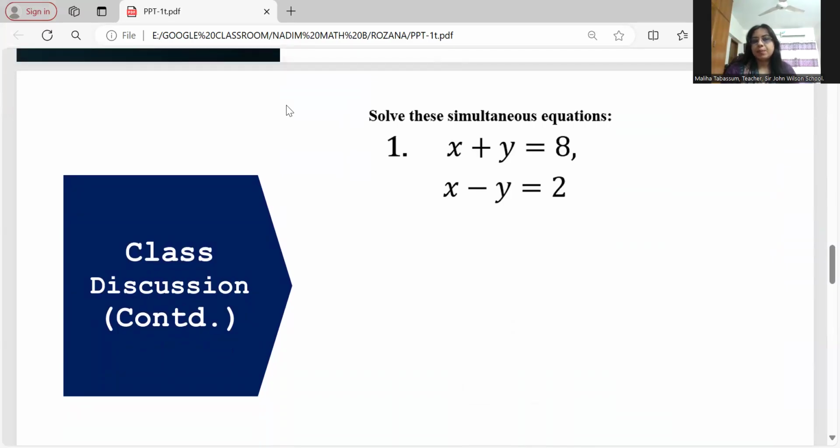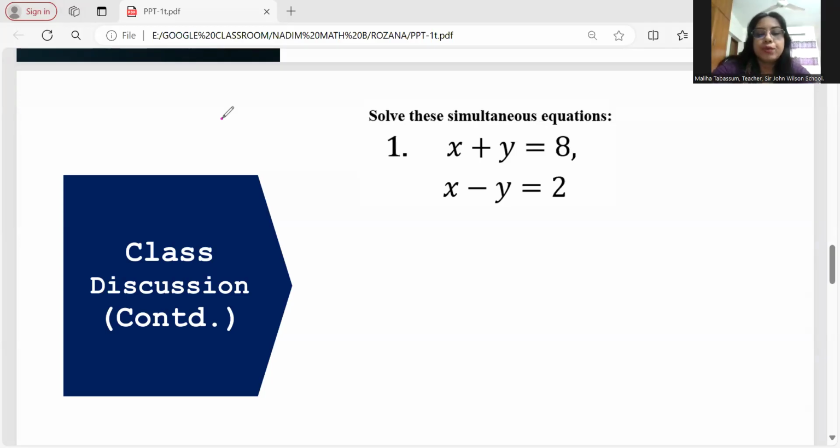Come to the point. This is one example of simultaneous equations. The first equation is x plus y equals 8, and the second equation is x minus y equals 2. We can see that on the left side of the first equation we have x plus y, and on the left-hand side of the second equation we have x minus y. So if we add these two equations, the left side will be added to the left side and the right side will be added to the right side.